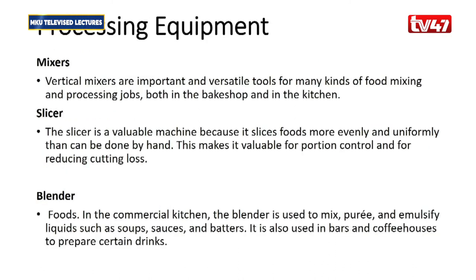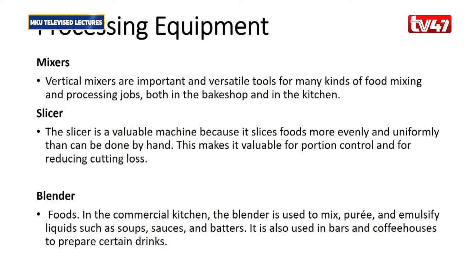We have talked about those cooking equipment. Now, we want to look at the processing equipment. Processing equipment are equipment that are used to prepare food before they are subjected to further cooking. They can be cooked halfway, and then before further cooking, you process them. We will now look at this equipment. There are also many.